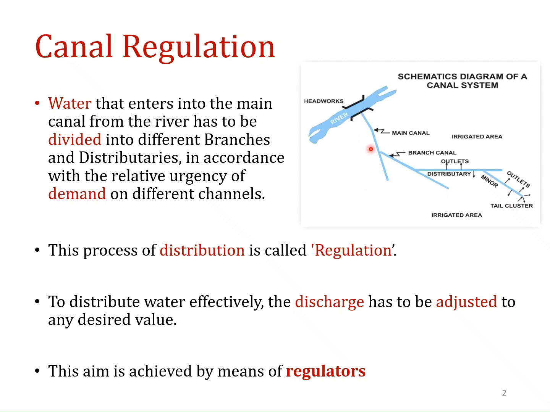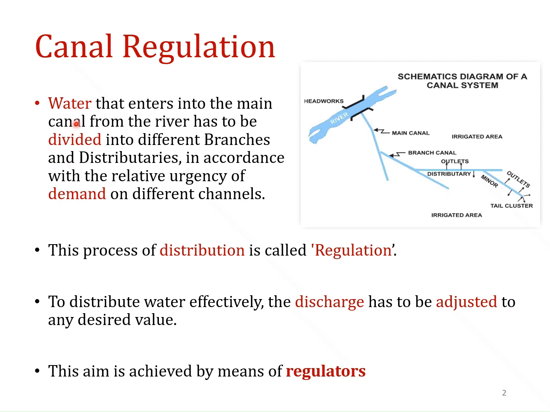And when we take out the water from the river, or we take out a branch canal from the main canal, we have to make sure that the right amount of water goes to the branching canal. And for that purpose, we need to measure it, or I would say regulate it. So basically, this proper distribution is called regulation.